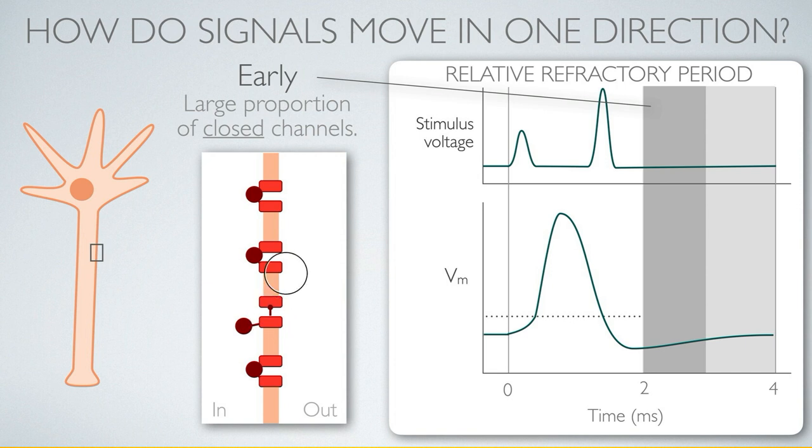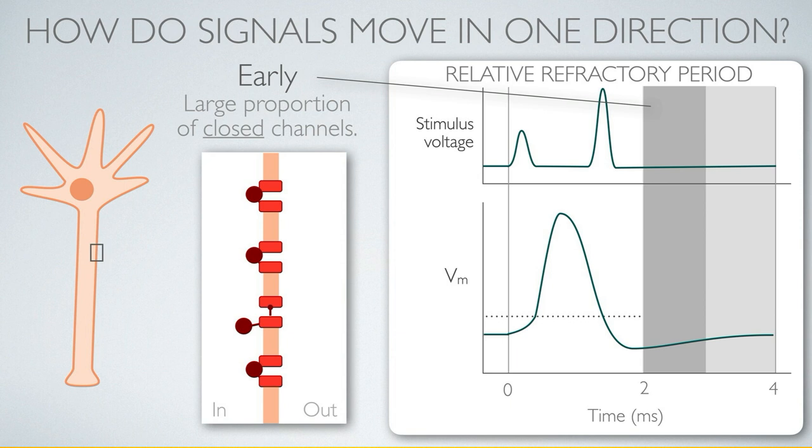But early in the relative refractory period, lots of the channels still remain in this inactive state. The inactivation gate is not permitting sodium flux, and it can't be reactivated by a depolarization in the membrane potential. This explains why the threshold is higher early in the relative refractory period, because you just had a small proportion of voltage-gated sodium channels that are ready to be depolarized again.